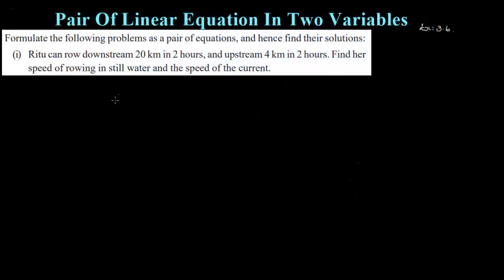This is the question that I have taken from Exercise 3.6 of Pair of Linear Equations in Two Variables from the NCERT mathematics textbook. Let us read the question now. Ritu can row downstream 20 km in 2 hours and upstream 4 km in 2 hours. Find her speed of rowing in still water and the speed of the current.